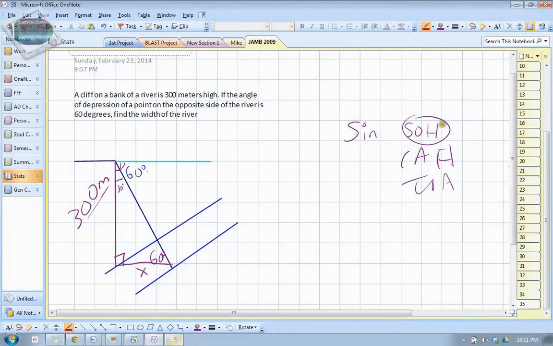Then I've started writing out our trig values. Sine works with the opposite over the hypotenuse, and so what we're going to do is take x over the sine of 30 degrees is equal to 300 over the sine of 60 degrees. So this is a ratio, and the side is on top for both of them, and the sine of the angles is in the bottom.